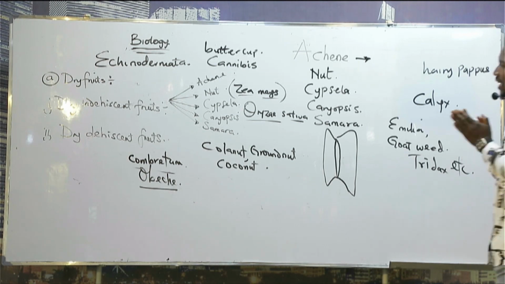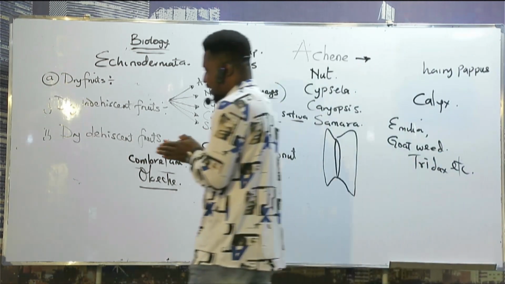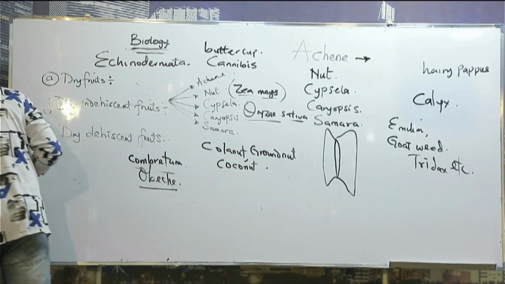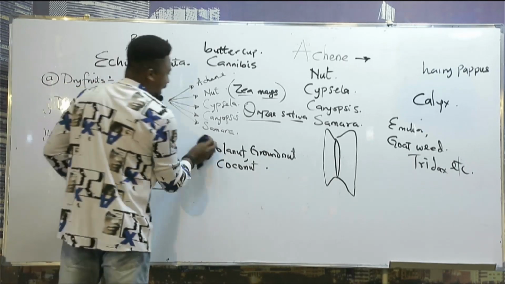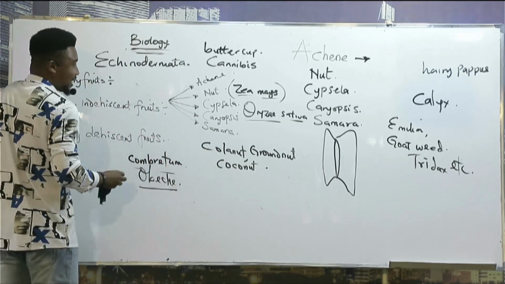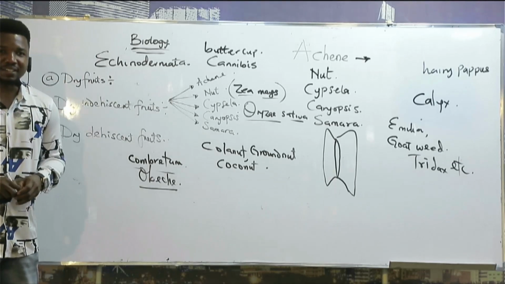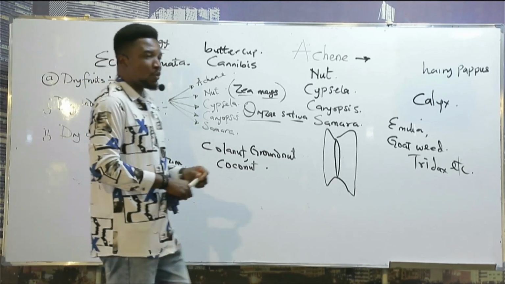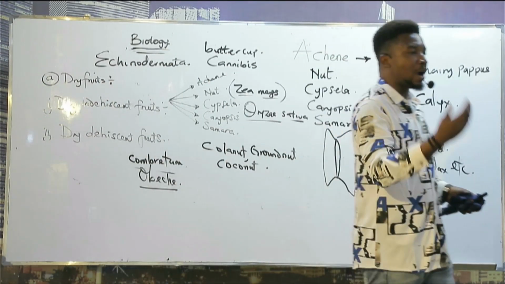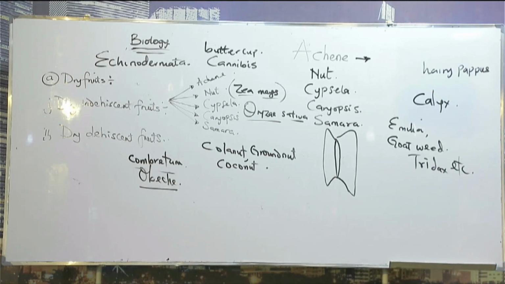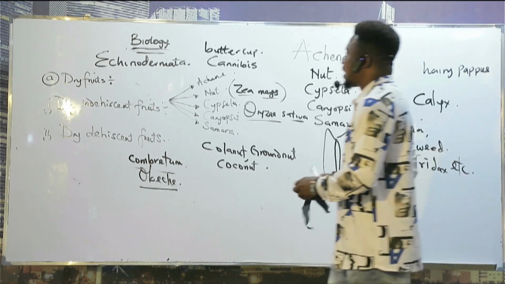Then we enter into the dry dehiscent fruit. Now, what is a dry dehiscent fruit? They can split. Can they split or not? They can, right? They can split during maturity to disperse their seeds. What are the categories of dry dehiscent fruit?